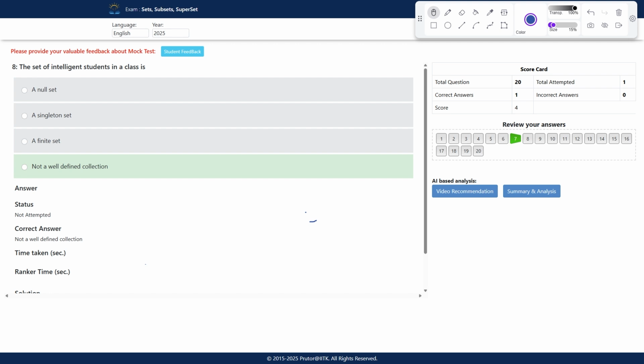Why? Because you are not able to decide what elements or what students will be in this set. When you are not able to decide, this gives you a not well defined condition. So not a well defined collection. Clear? I hope the explanation is clear to you.